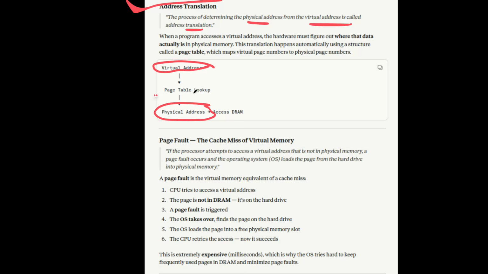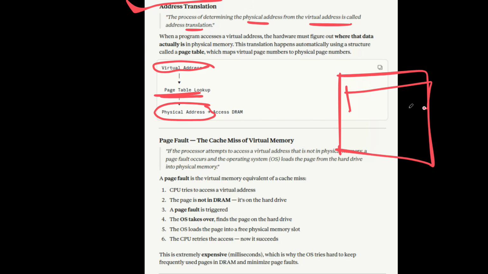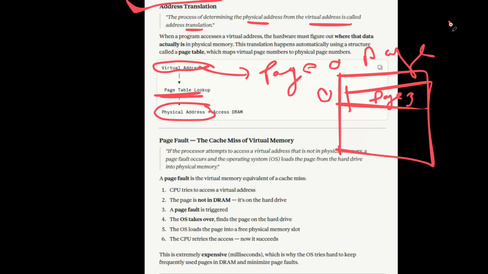So there is a page table. This page table will help us decide which page in the physical memory a virtual address belongs to. That you can understand using the page table. Let's say the address is in virtual page 0. So that page 0 is present, let's say, in page 3 in our physical memory. There's a page table which will tell us this virtual page is present in which physical page: in page 3. So there is address translation, and then from there we can access it from our DRAM.